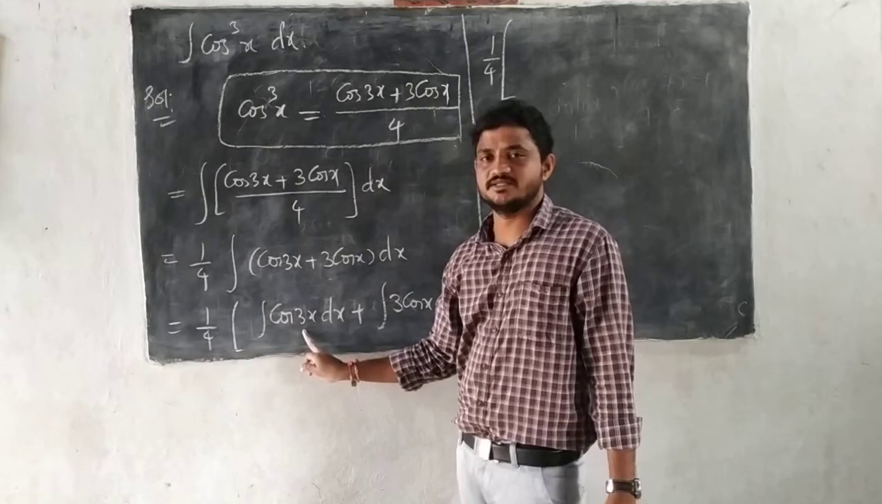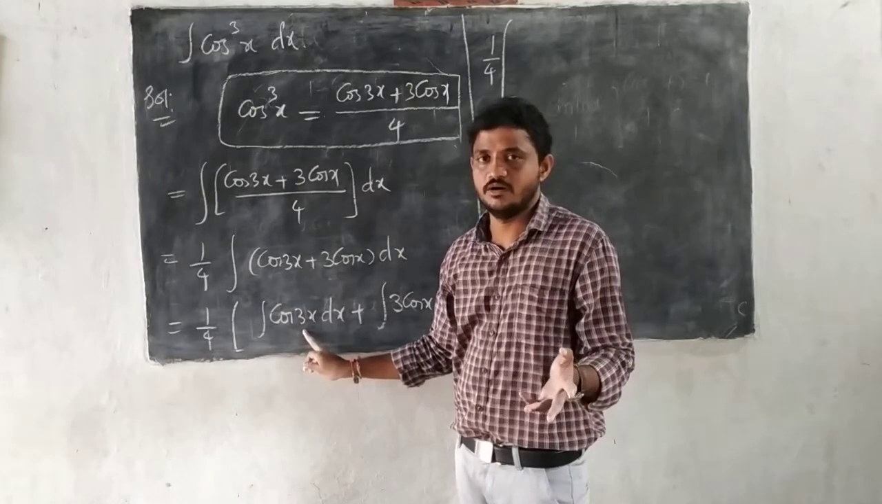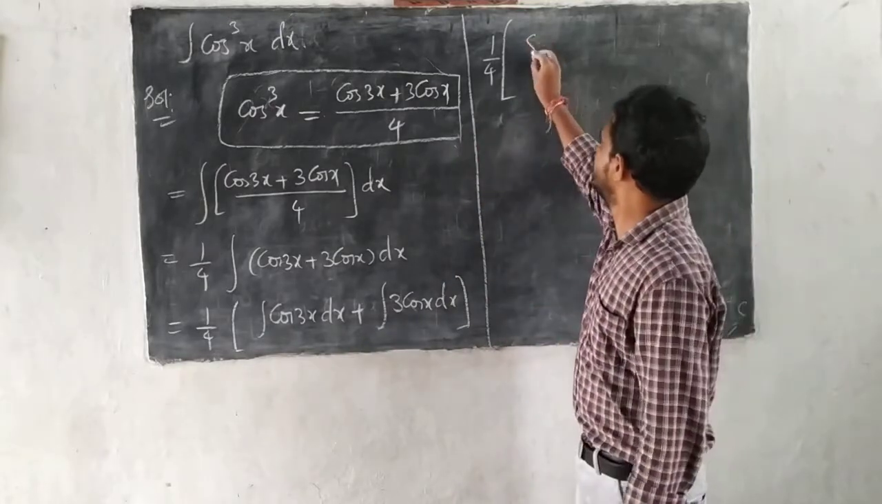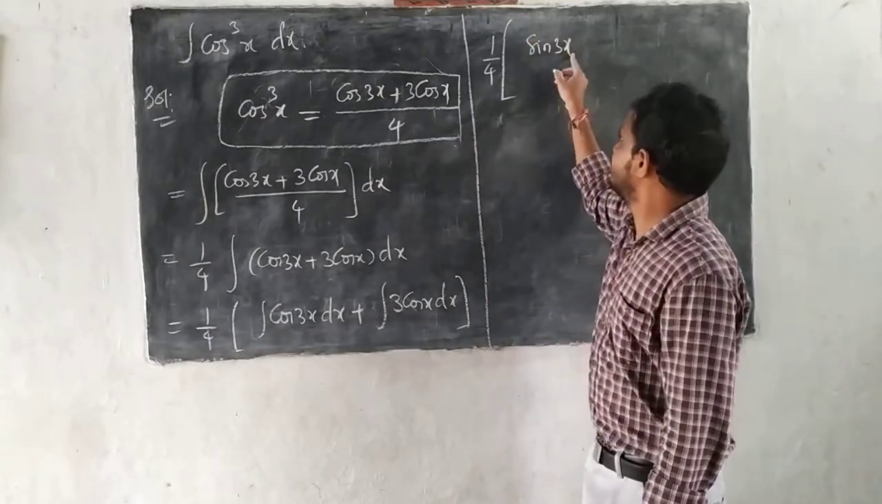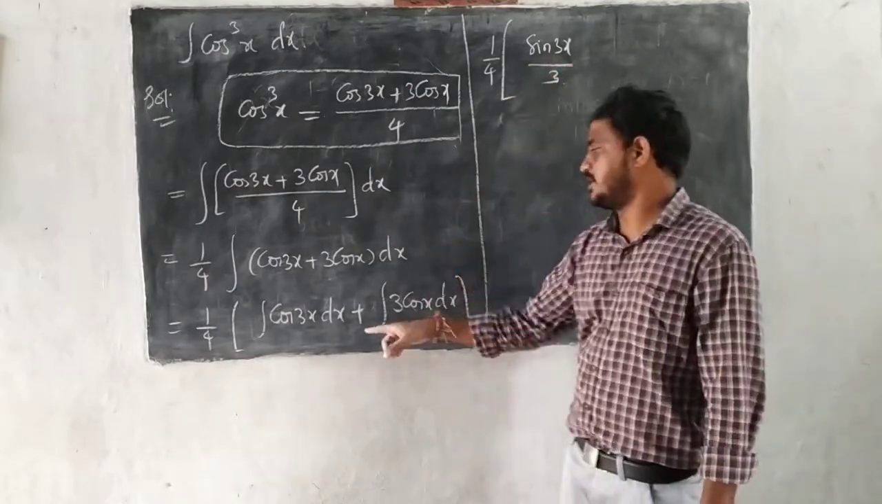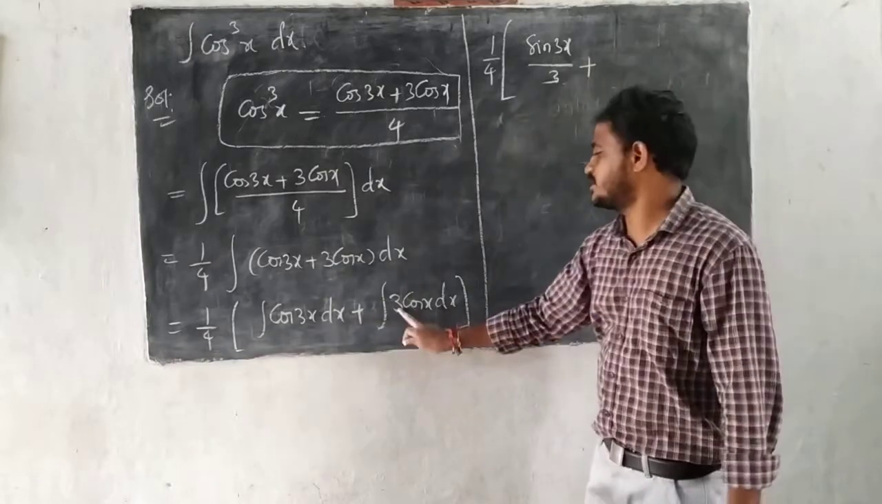Integration of cos 3x is similar to the previous problem. Directly we have solved this function. Integration of cos 3x, what do we get? sin 3x by the x coefficient. The x coefficient is 3. So sin 3x by 3. Then write this 3 outside.